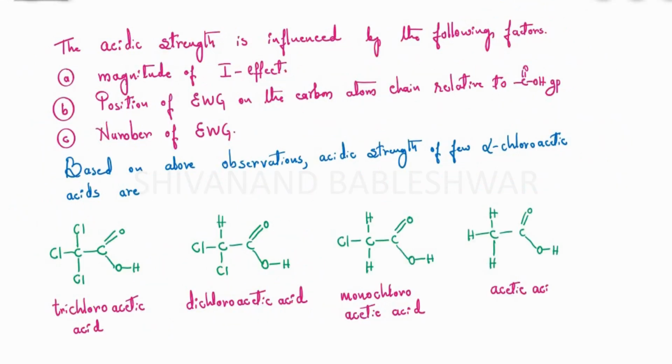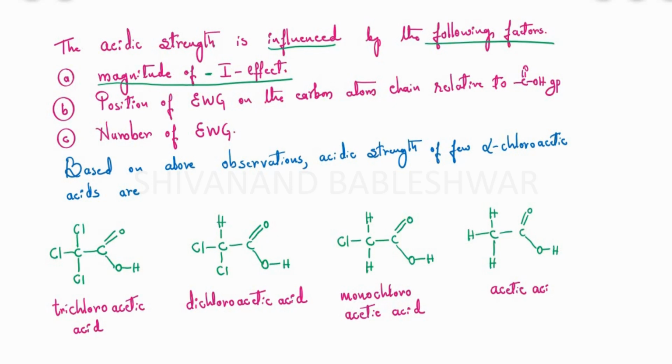Now if we know that electron withdrawing groups are going to increase the acidic strength of carboxylic acids, then the acidic strength is influenced by the following factors. Factor number 1, that is magnitude of I effect. I have to speak in terms of the minus I effect, that is very important. So magnitude means nature.